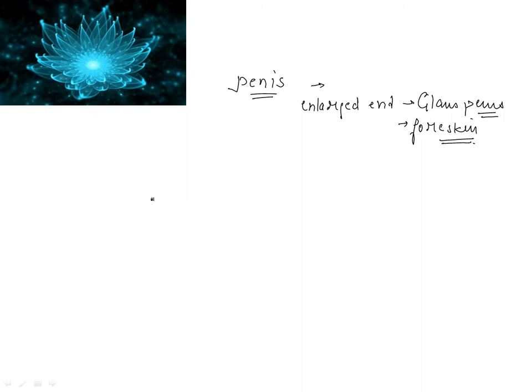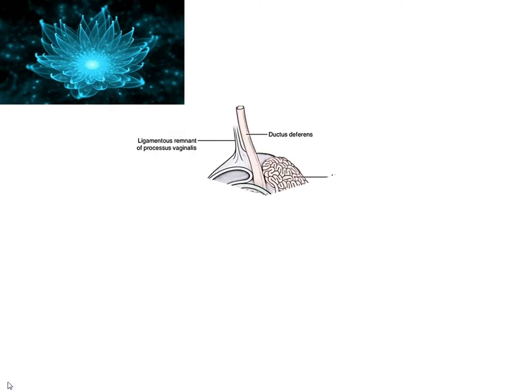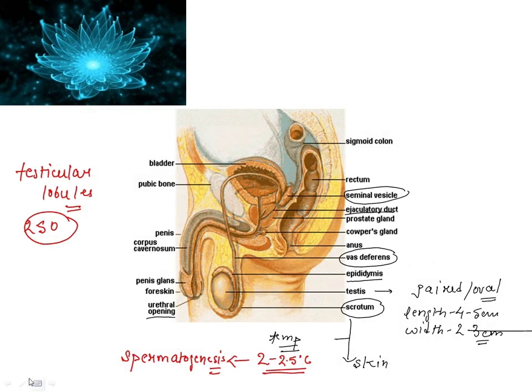Along with the accessory ducts, the accessory glands are also there. What are the accessory glands? Seminal vesicle, prostate glands, and the bulbourethral glands. We can see the location of these glands as well. Just see here. This is the seminal vesicle, one of the glands. The second one is the prostate gland. And the third one is the bulbourethral gland. So these are the three glands.